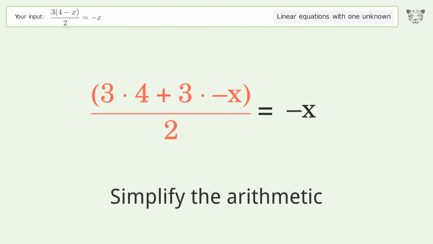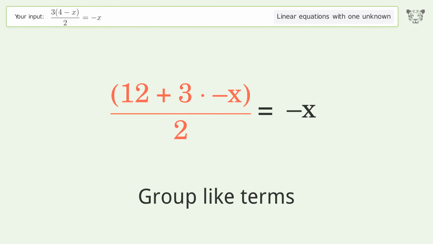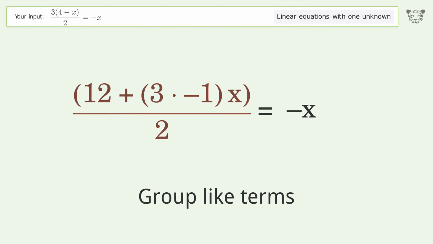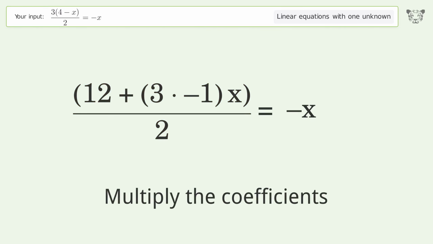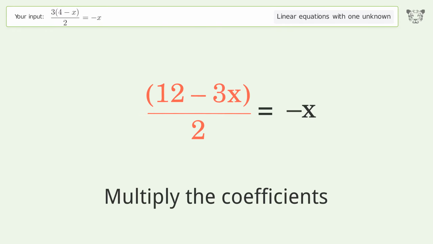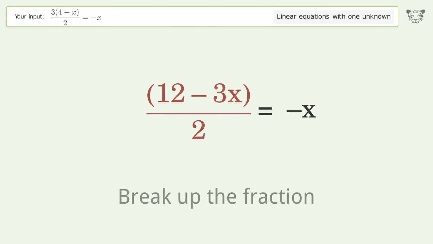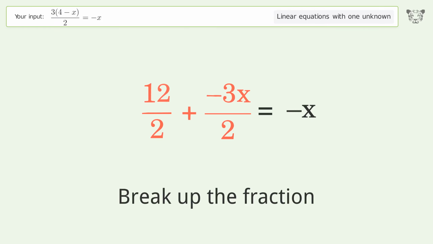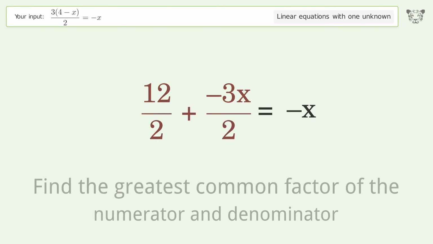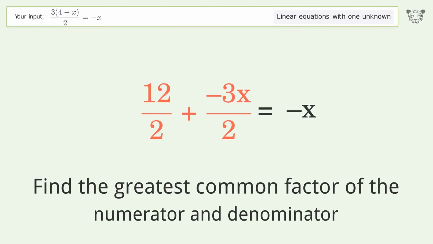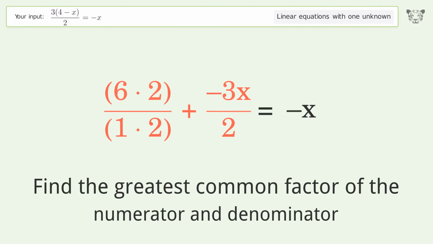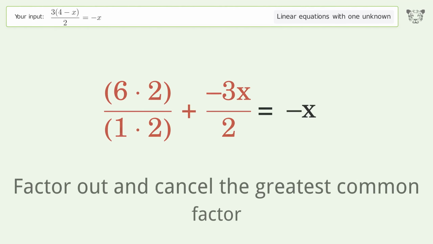Simplify the arithmetic. Group like terms. Multiply the coefficients. Break up the fraction. Find the greatest common factor of the numerator and denominator. Factor out and cancel the greatest common factor.